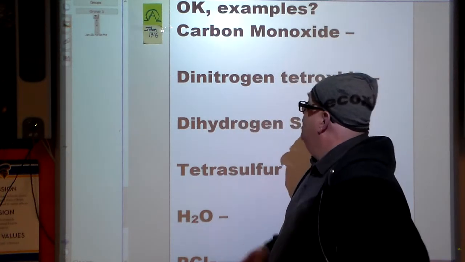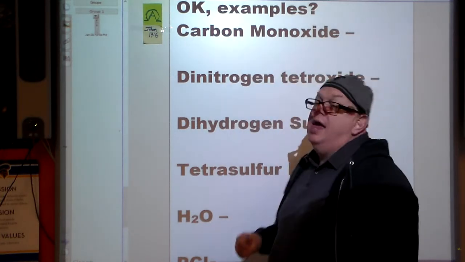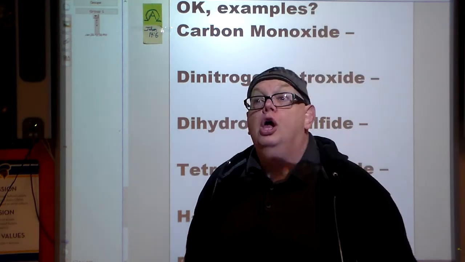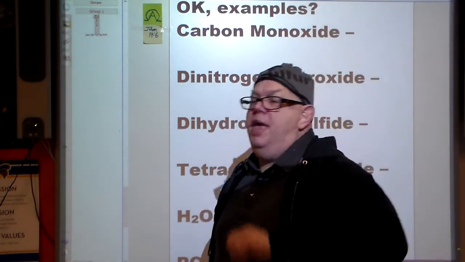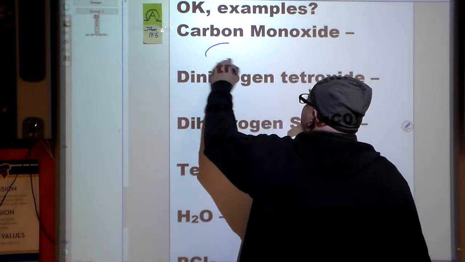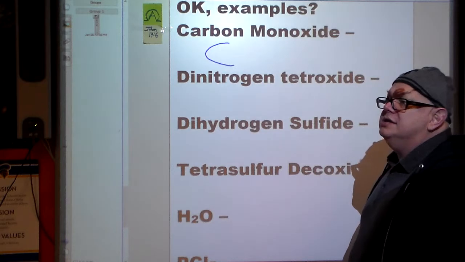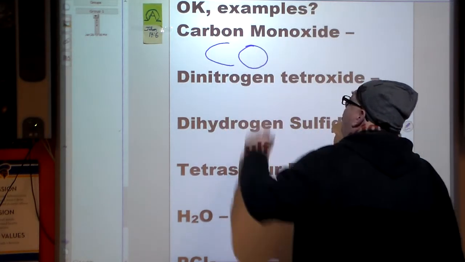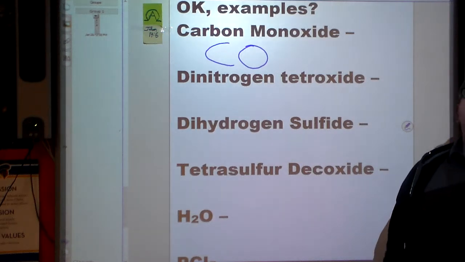Okay? So, carbon monoxide. That's a great example of a molecular covalent compound. So what is carbon? Carbon is C, right? Monoxide tells us that there's an oxygen and it's going to be 1. So that would be CO.